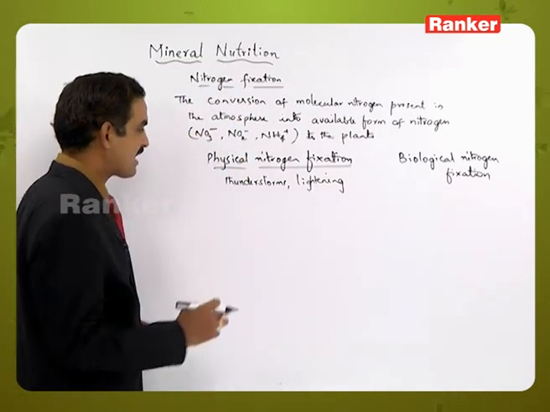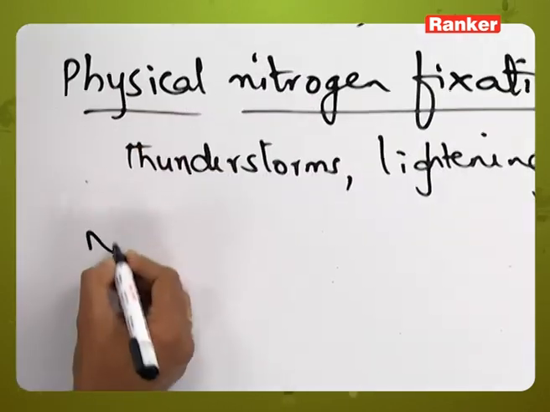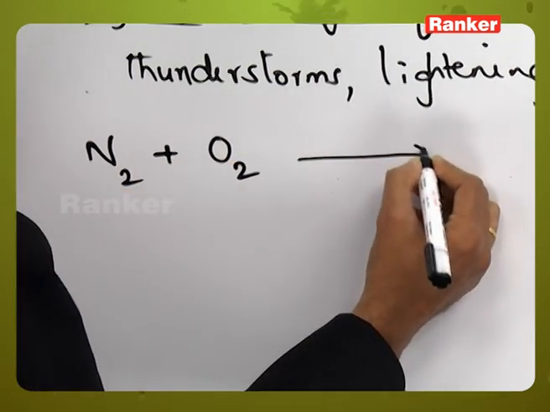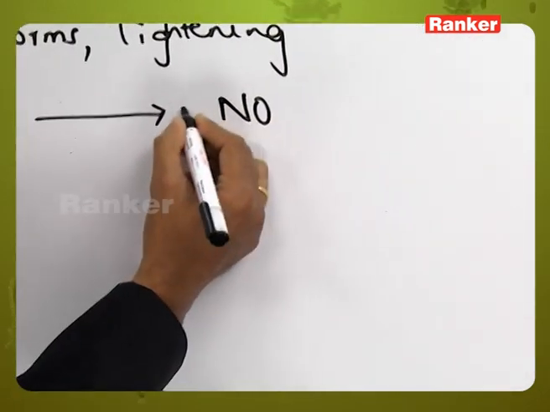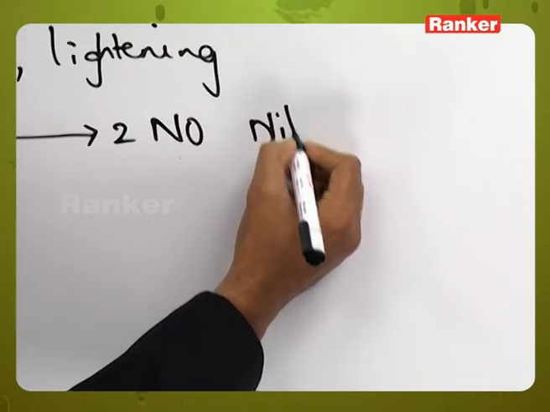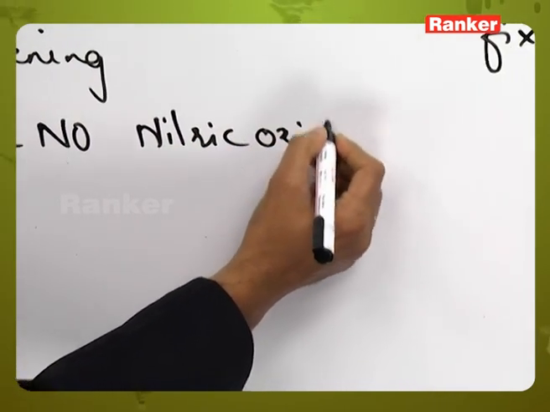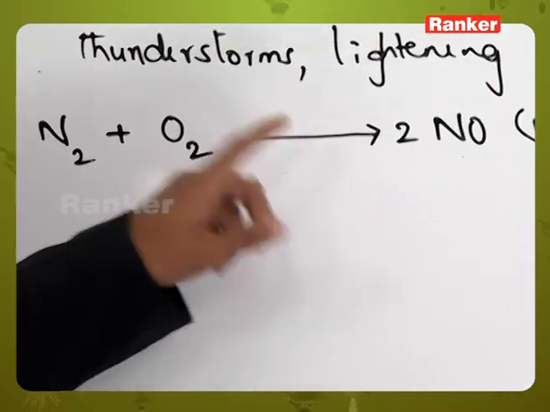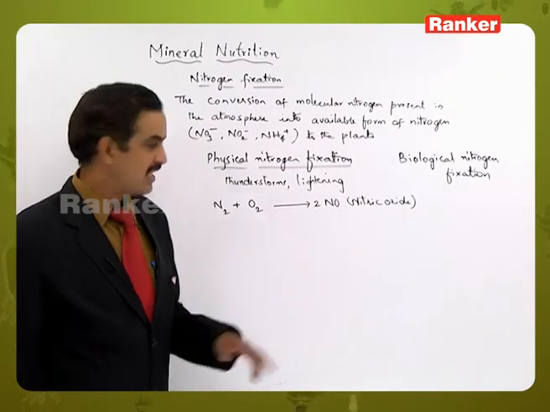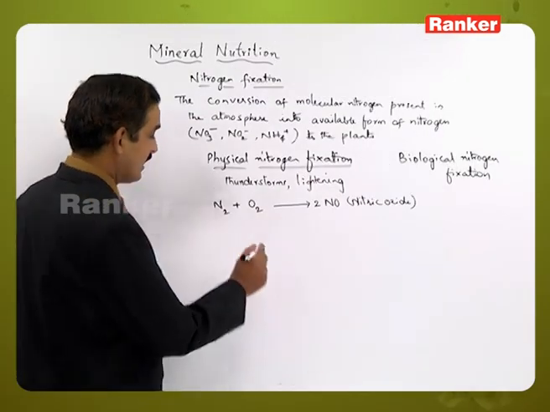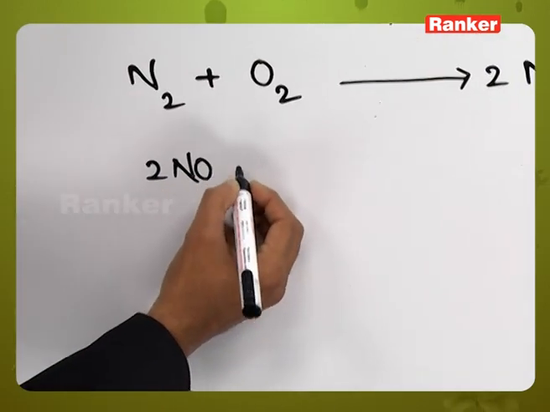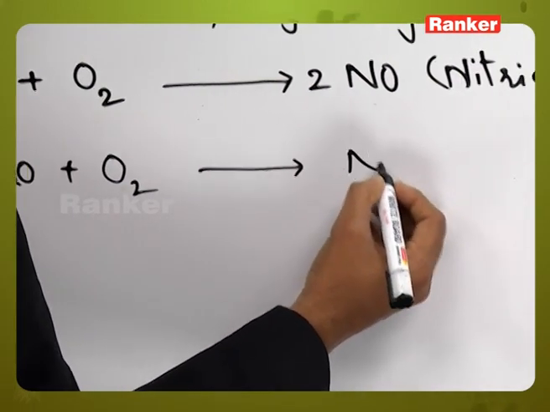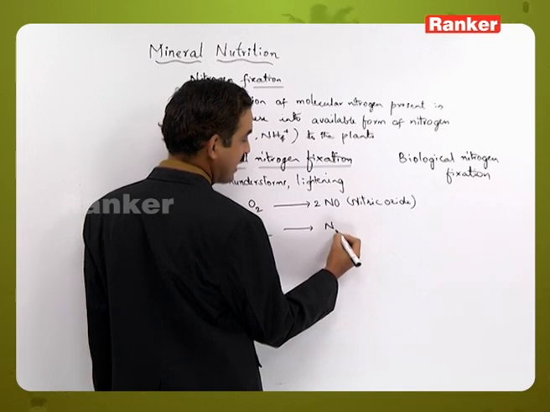So whenever thunderstorms and lightning occur in the atmosphere, the nitrogen which is present in the atmosphere will combine with oxygen and be converted into nitric oxide. The molecular nitrogen reacts with oxygen whenever the lightning and thunderstorms occur, and is converted into nitric oxide. This nitric oxide will further undergo oxidation to form nitrogen dioxide.